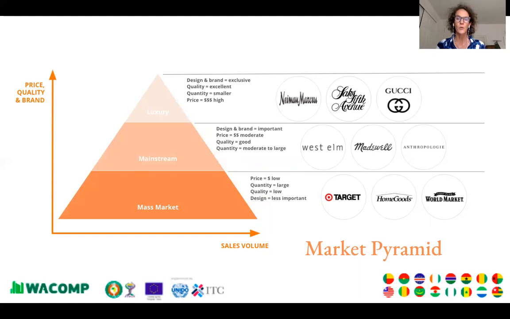Here we show US stores and brands that fall into each category to give you an example of how this works in the market. Think about your own market. Do you see stores or marketplaces or brands that fall into each of these categories?